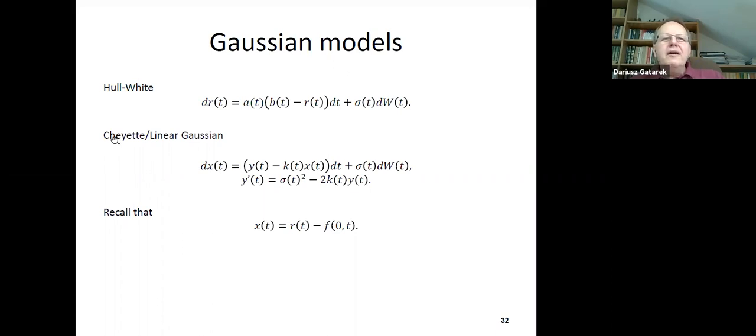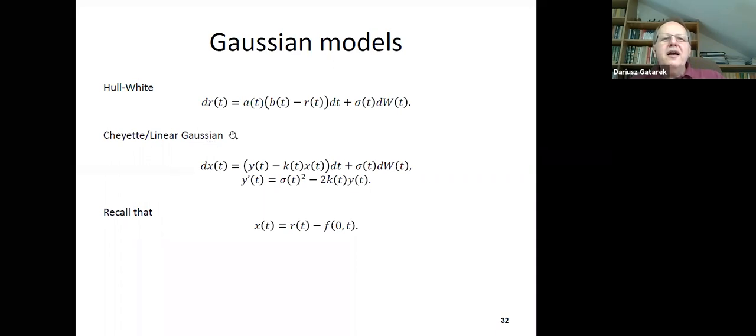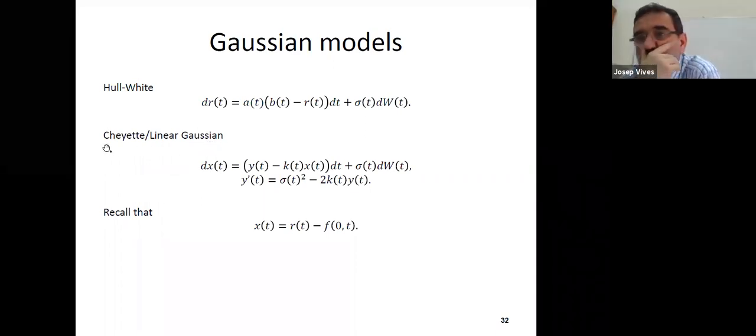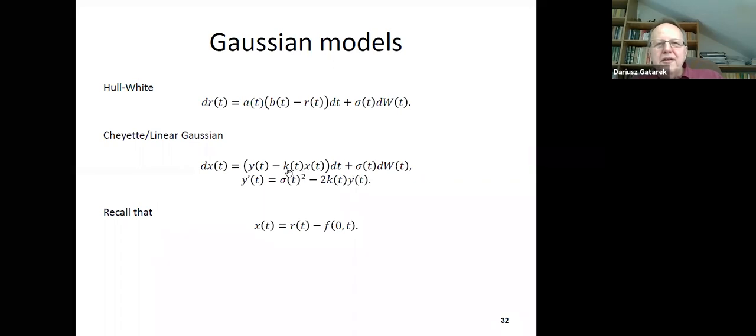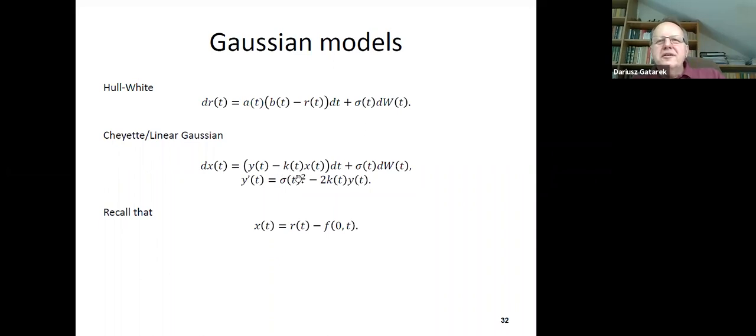And then the final step. With the Cheyette model, when we assume that the volatility V was deterministic, then of course K has a closed solution. In theory, K may be time dependent. In practice, it is not, it is a number.